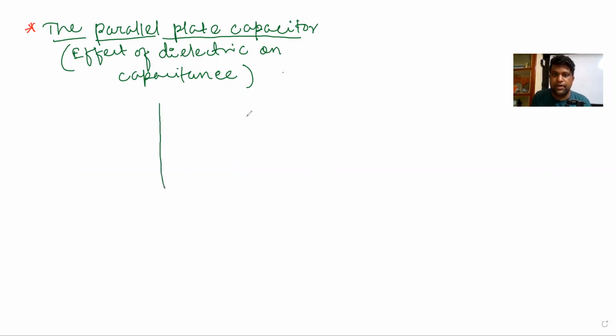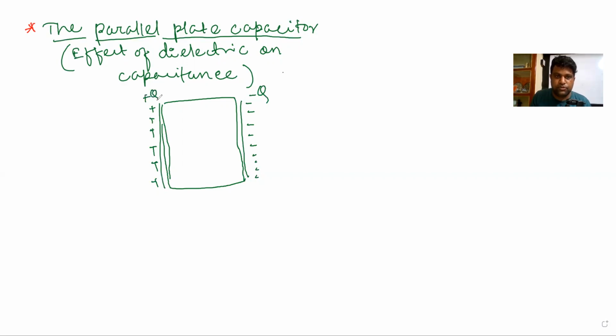So if we keep the dielectric in between the parallel plate capacitor, let's say it's completely filled in between the two plates, and this is the dielectric. It will have molecules, and as they are polar molecules, they will be aligned with the electric field of the capacitor plates. Let's say the left side plate will be positively charged, plus Q, and the right side plate will be negatively charged, minus Q.